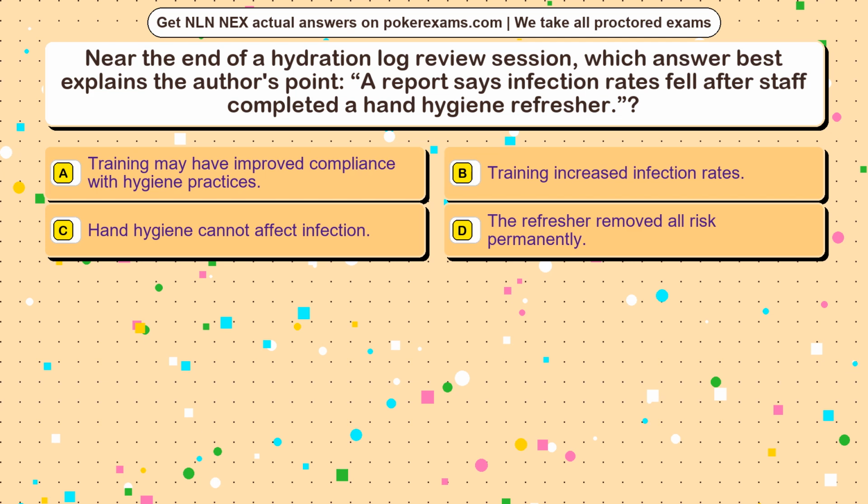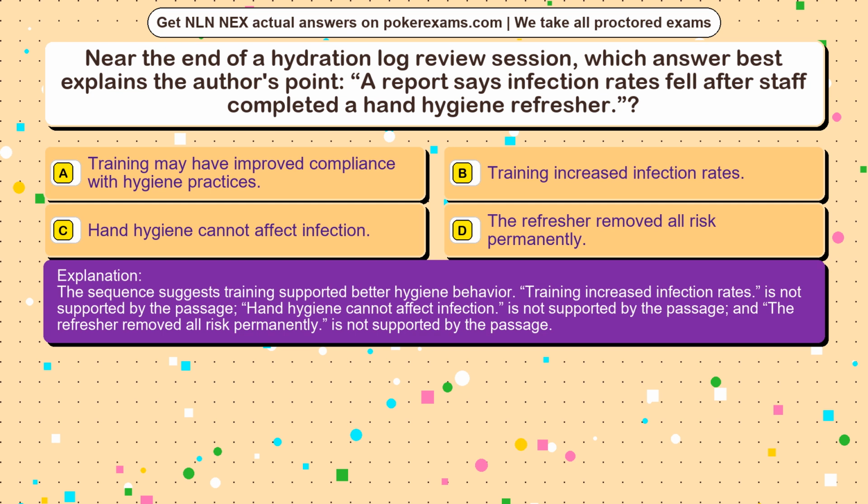The correct answer is option. The sequence suggests training supported better hygiene behavior. Training increased infection rates, is not supported by the passage, hand hygiene cannot affect infection, is not supported by the passage, and the refresher removed all risk permanently, is not supported by the passage.